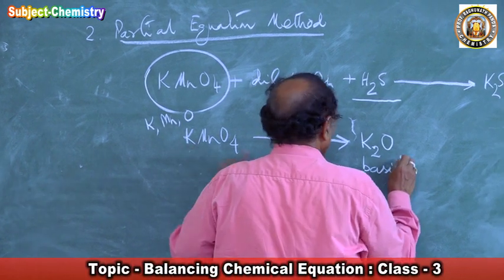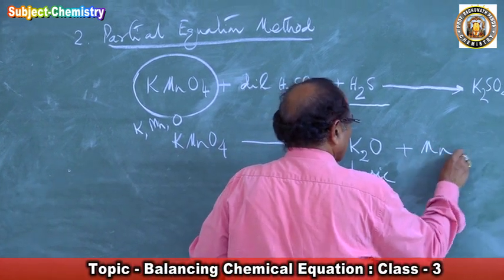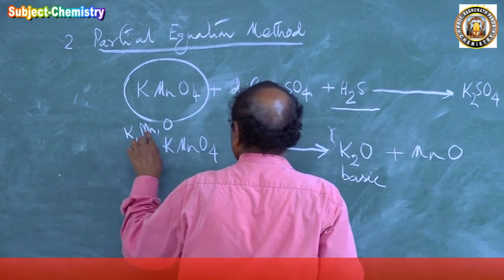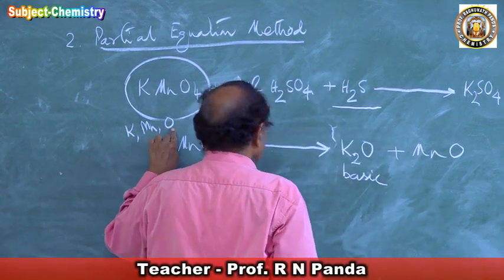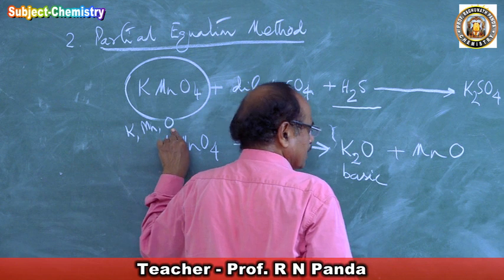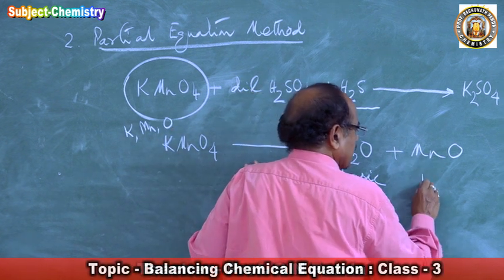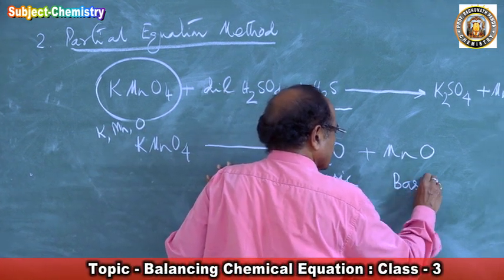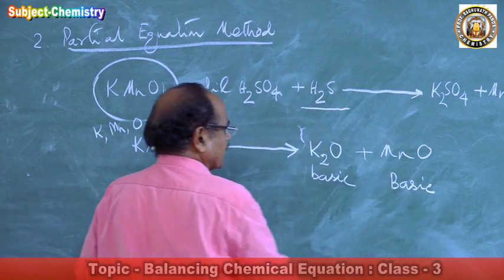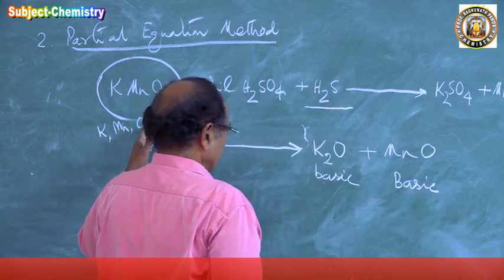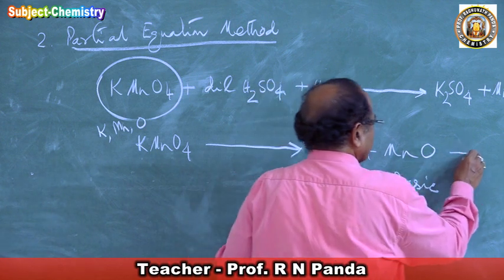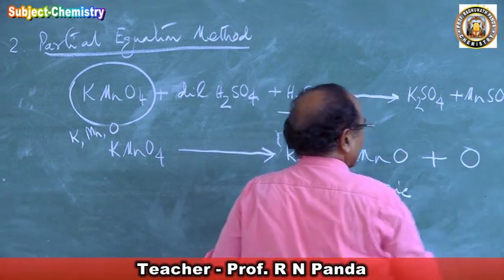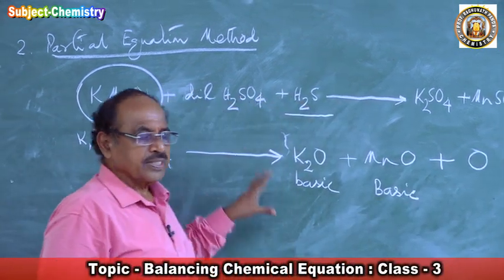Then Mn will react to form MnO, because manganese is a metal and oxygen is a non-metal, so they will react. This metallic oxide is also basic, but less basic than potassium oxide. Then the rest of the oxygen will come out as oxygen atoms. So this is the area.